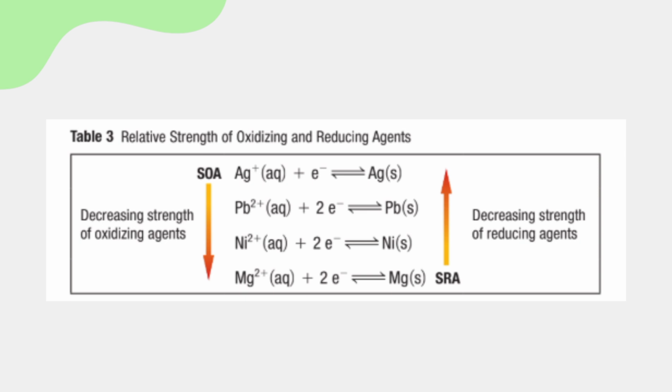And when the reducing agent is higher on the table, it will be less likely to give away electrons. Therefore, the arrow on the right of the redox table depicts the decreasing strength of the reducing agents. Based on this, the reaction won't occur spontaneously, as the oxidizing agent is less likely to accept electrons, and the reducing agent is less likely to give away electrons.